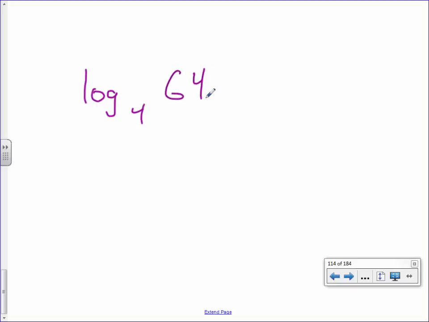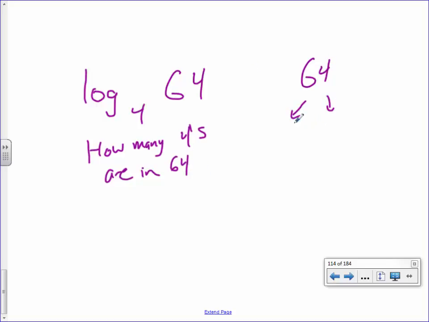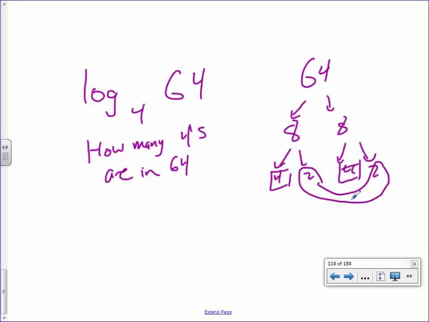Yeah, let's do that. 64. What are you being asked? You're being asked how many 4's are in the number 64? 3. Yeah, because 64 breaks down into, what is it, 8 times 8? And then that 8 is a 4 and a 2. So you might argue, okay, well, there's one 4, there's a second 4, but look, 2 by 2, there's your third 4. So the answer is 3.